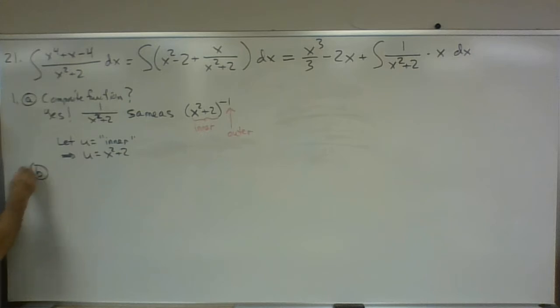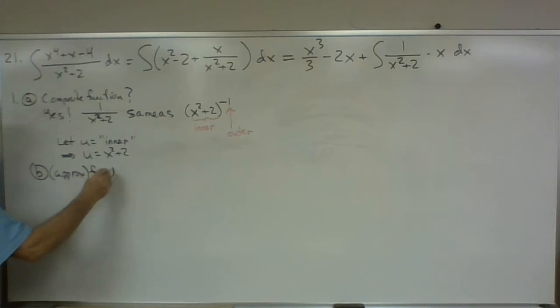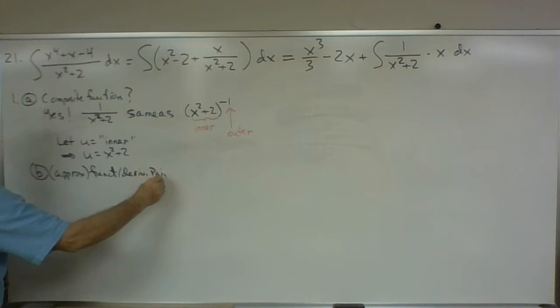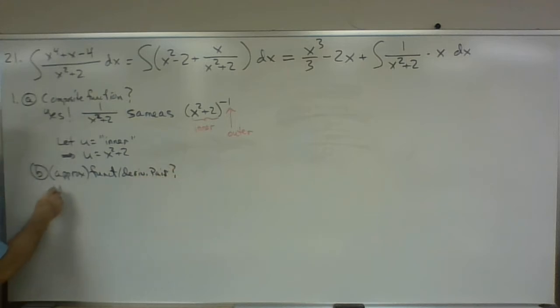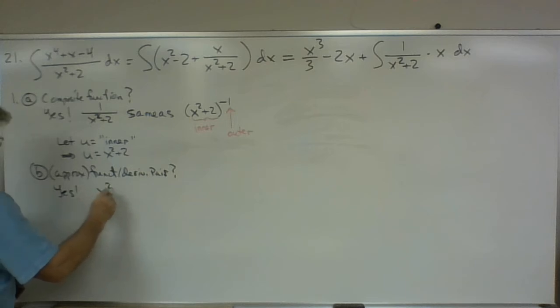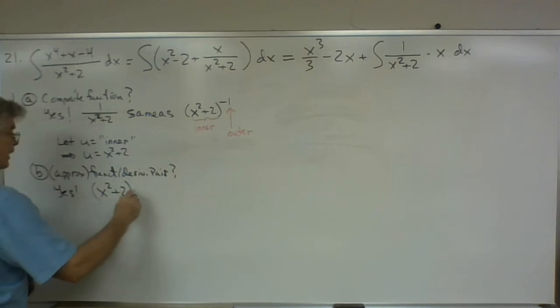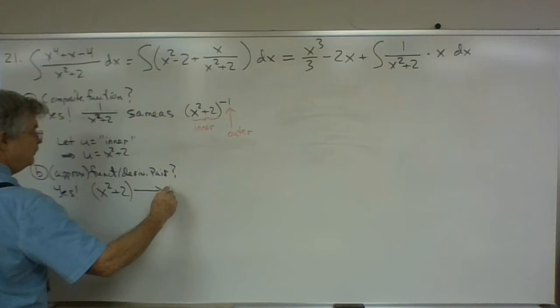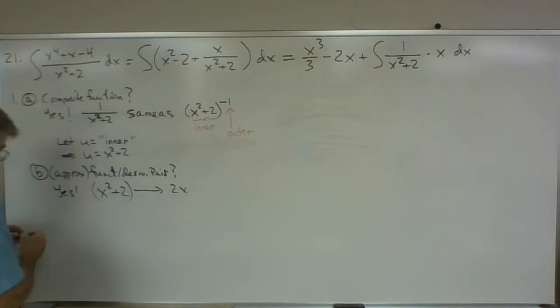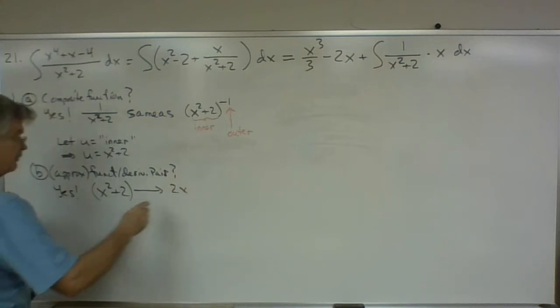Now let's go to our second criterion. Do we have an approximate function derivative pair? And the answer is yes. We've already seen that. If we let x squared plus 2 be our function, then 2x is our derivative.